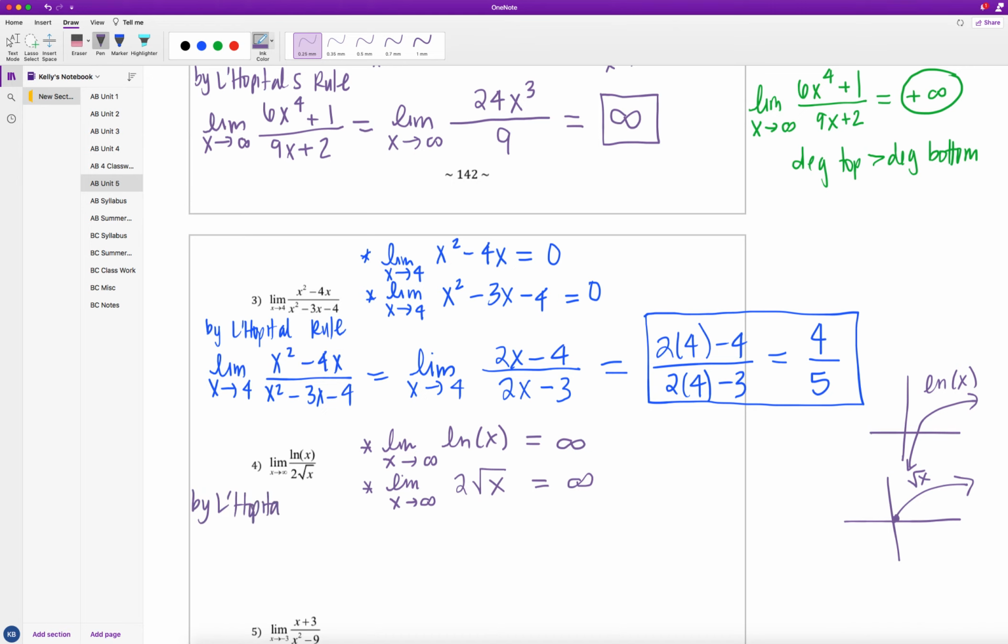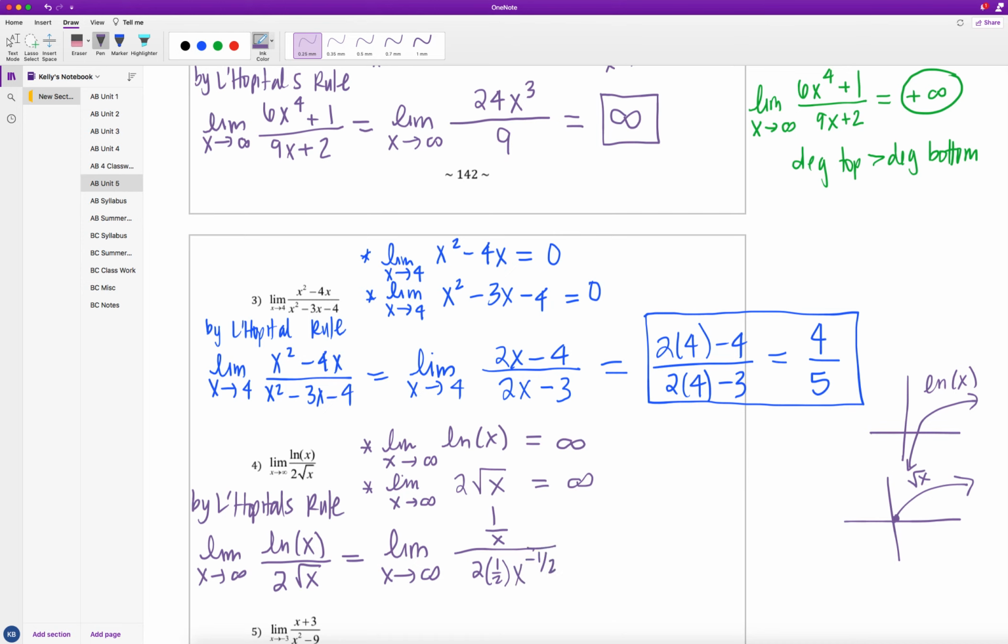So by L'Hopital's rule, what this tells me is that my original limit as x approaches infinity of the natural log of x over 2 times the square root of x is now the same thing as taking the limit as x approaches infinity of the derivative over the derivative. So why don't you guys set up what those derivatives would be? The derivative of natural log is going to be 1 over x, and the derivative of 2 times the square root will be 2 times 1/2 times x to the negative 1/2 by using the power rule there.